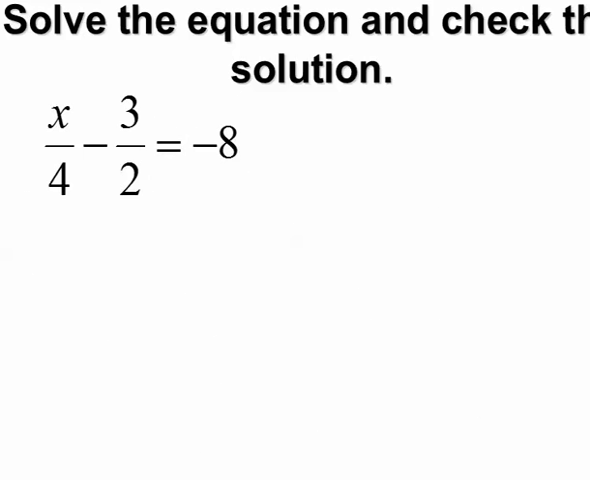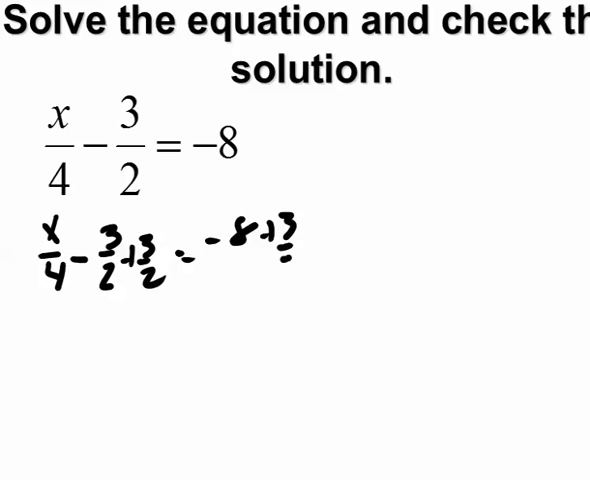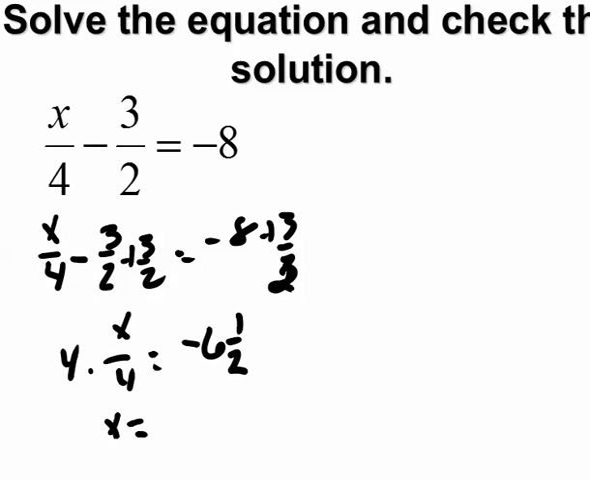This time I will not eliminate the fractions. I'm just going to add 3/2. X over 4 minus 3/2 plus 3/2 is negative 8 plus 3/2. X over 4 is equal to negative 6 1/2. Multiply times 4. X is equal to negative 13 over 2 times 4 over 1. X is equal to negative 26.